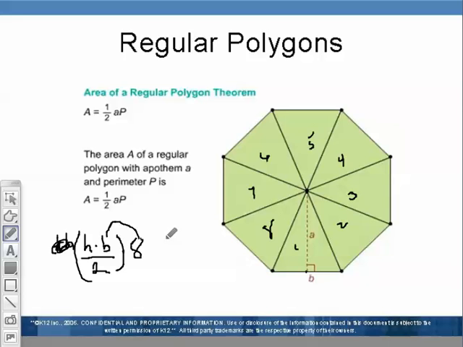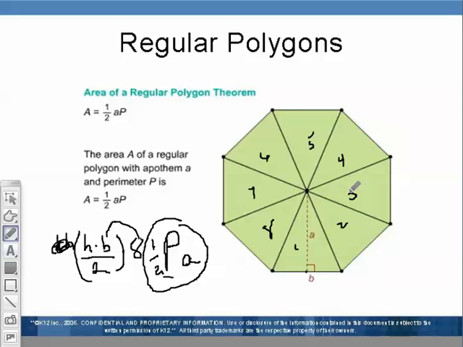So if I take the perimeter times that height, well, that height is also known as the apothem, and divide it by 2, or take 1/2 of it, that's how we get the formula for a polygon. It's 1/2 the perimeter times the apothem. Does it just work on octagons? Nope. It actually works on any regular polygon.